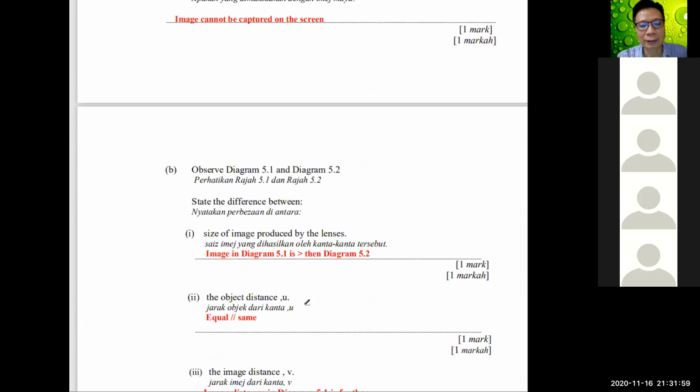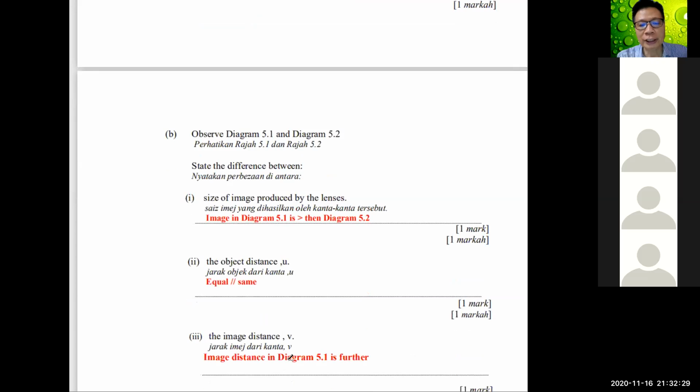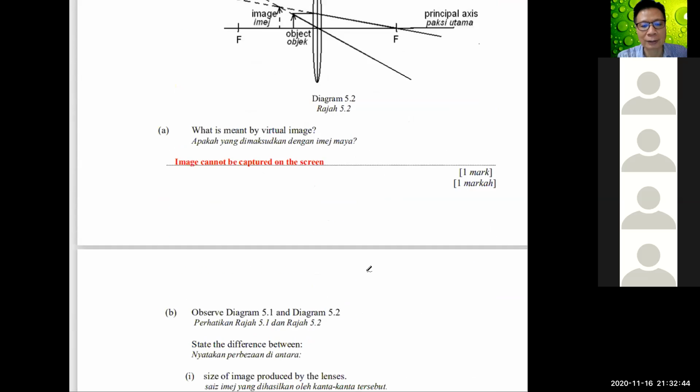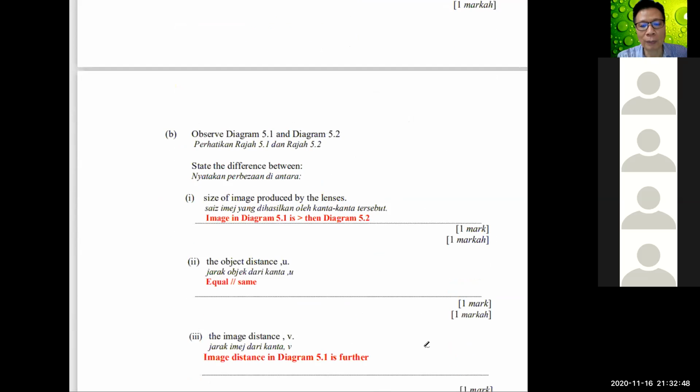Okay, the image distance. You see carefully the image distance V. Can someone answer? Kalai, are you there? Kalai, can you answer this? The image distance V, comparing the two diagrams. The image distance in 5.1 is bigger than 5.2. Yes, correct, very good, thank you. Image distance in 5.1 is further. This image is further from the lens, this image is nearer to the lens. So the answer: image distance in 5.1 is further.